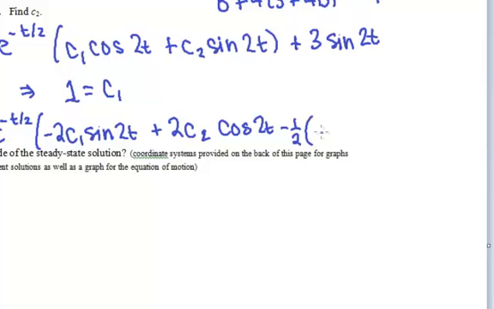So c1 cosine 2t plus c2 sine 2t. And then the derivative of this is 6 cosine 2t.